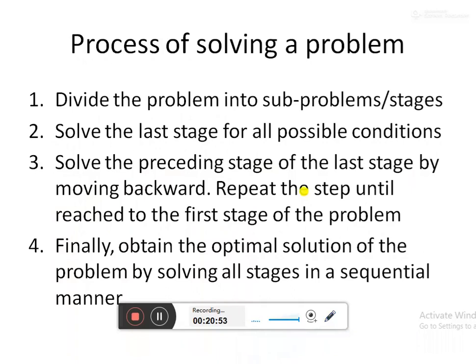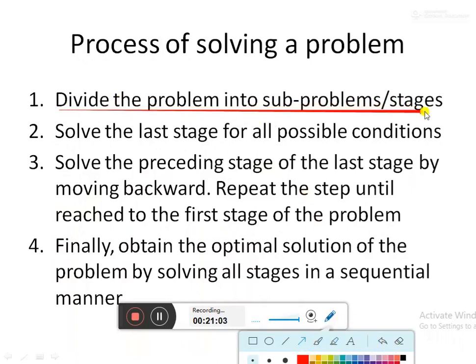So what would be the procedure of solving a problem by using dynamic programming? In step 1, we need to divide the problem into sub-problems or stages. First of all, break the problem into smaller problems or stages.